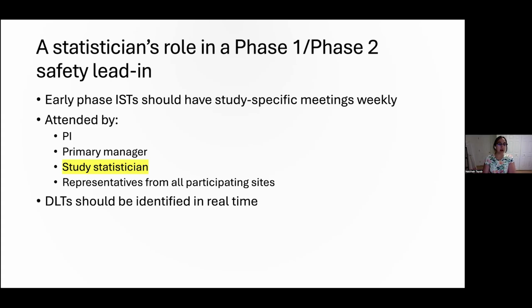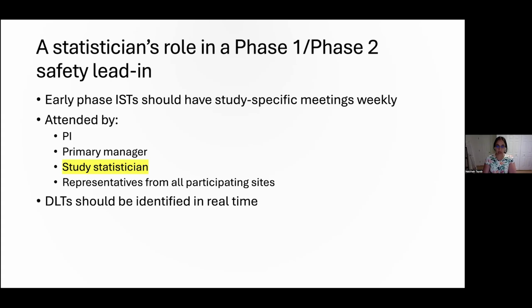The meeting should be attended, obviously, by the PI of the trial and the primary manager. We work very closely with the project manager, or primary manager. They have different names, but essentially it's the person in charge of the trial itself, and they generally run the meetings. Then the study statisticians, and if it's a multi-site trial, representatives from all participating sites. The key thing is that DLTs should be identified in real time, which is why, even with multi-site trials, you want your participating sites present at every meeting, because that is where you find out what is happening to all the patients being treated on the trial.